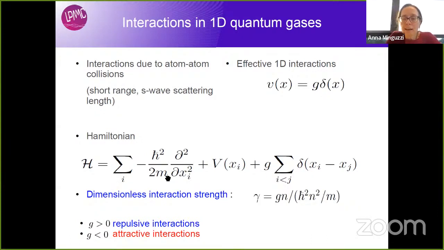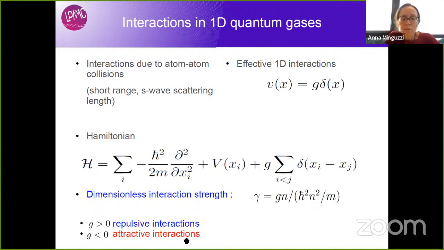It has a kinetic term. It may have a potential term. It can be, for example, a barrier potential or a longitudinal confinement. And of course, we have the interactions, the delta contact interactions. In general, in one dimension, we define a dimensionless interaction strength, which is given by the ratio of a typical interaction energy to a typical kinetic energy constructed with the k vector associated to the density. And this shows that it is possible to reach strong interactions, for example, by decreasing the density.